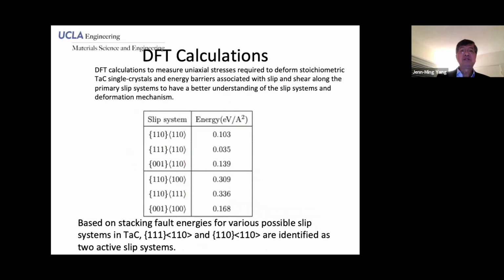Again, we do DFT calculations to identify the stacking fault energy. As you can see from here, based upon the stacking fault energy for various possible slip systems in tantalum carbide, we have identified the 111 plane and 110 direction slip system, as well as the 110 plane and 110 direction, as the two active slip systems.